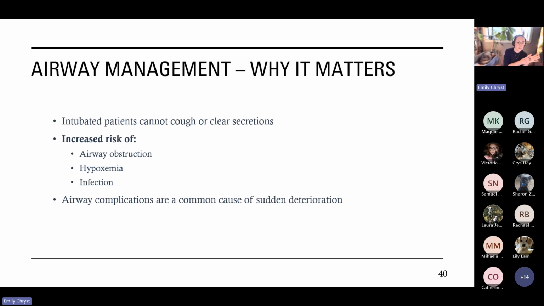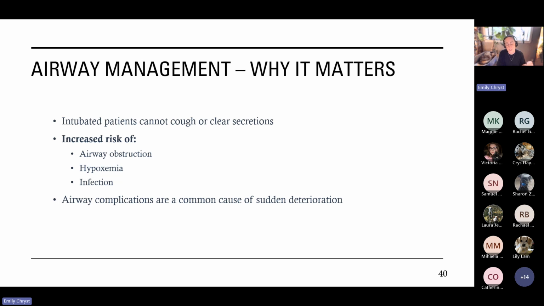More generally, intubated patients and ventilated patients are at risk of airway obstruction, hypoxemia, and infection. Ventilator-acquired pneumonia is very common. If they didn't have pneumonia when they went on the ventilator, it's more than likely that they're going to catch it when they are on the ventilator.